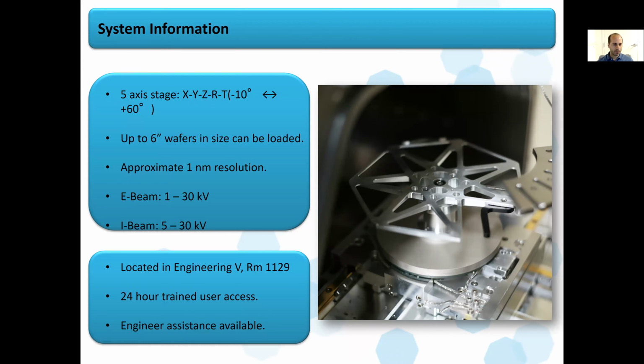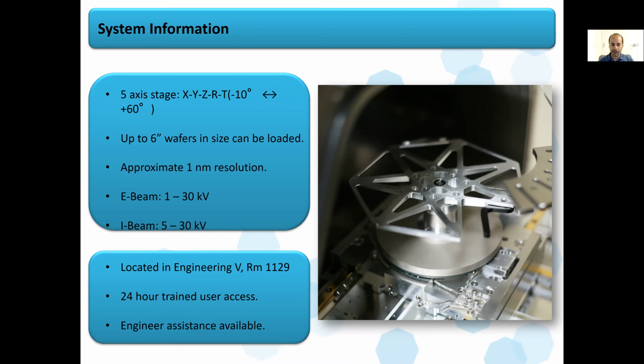This is just a brief summary of some of the specs of the system. It's a very large chamber, which is unusual for some SEMs. So we can handle up to 6-inch wafers. Anything below that, obviously, we can handle as well. Typically, we're looking at pieces and wafers. Pieces will oftentimes just be taped onto a stub or taped onto another wafer. And you can see some of the ranges of energies available for the electron beam and ion beam.